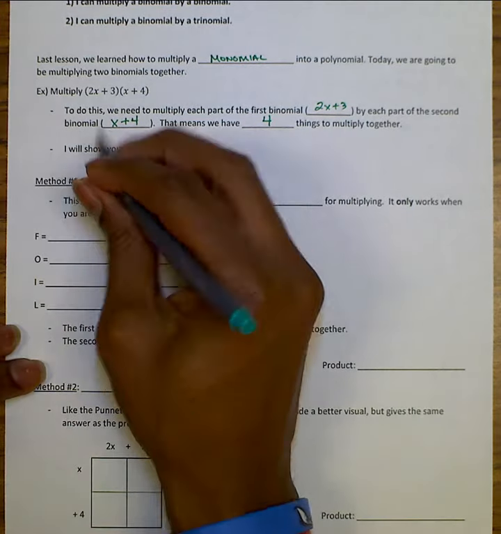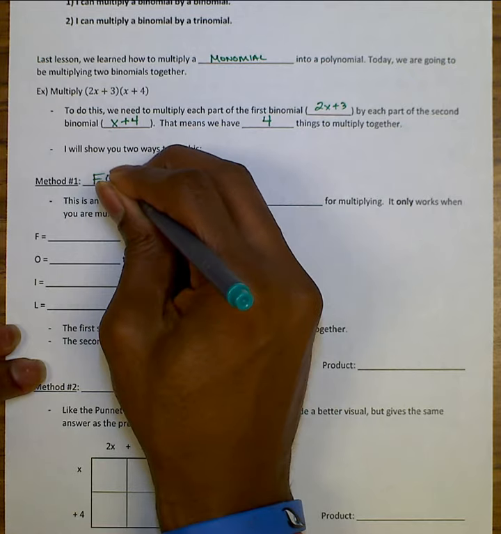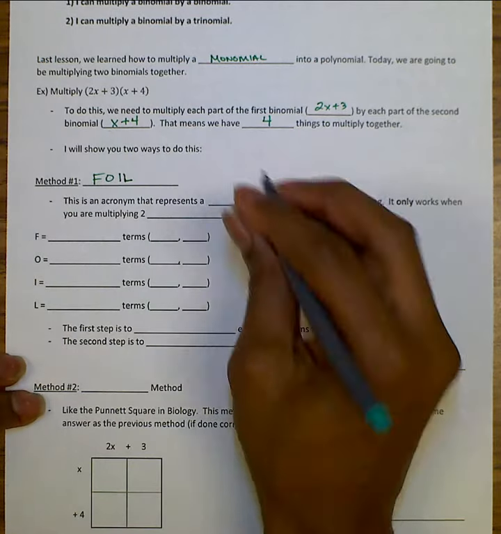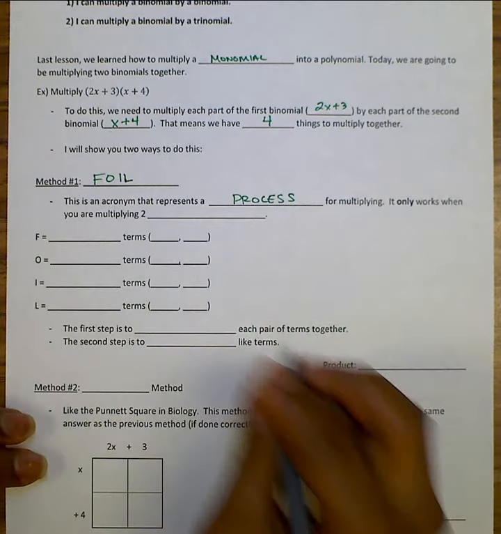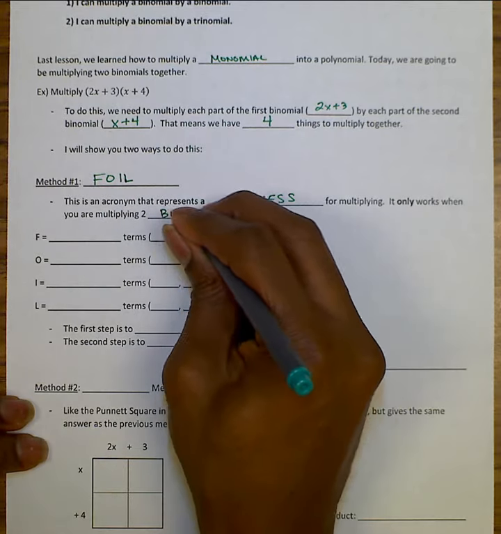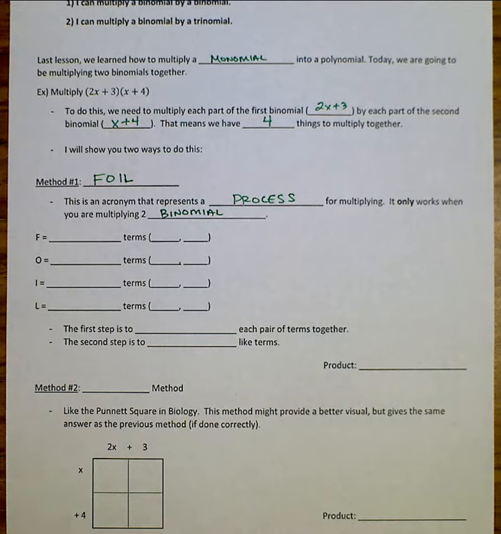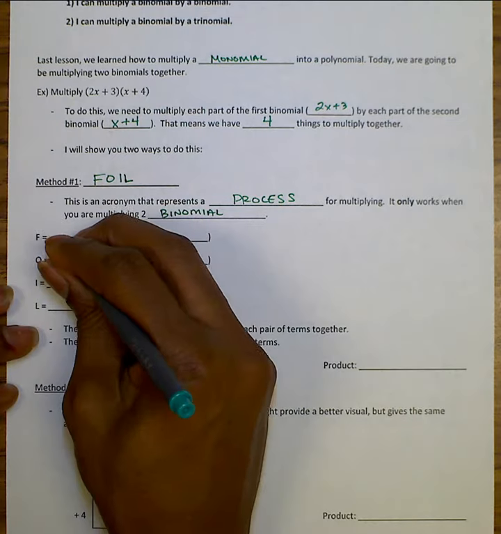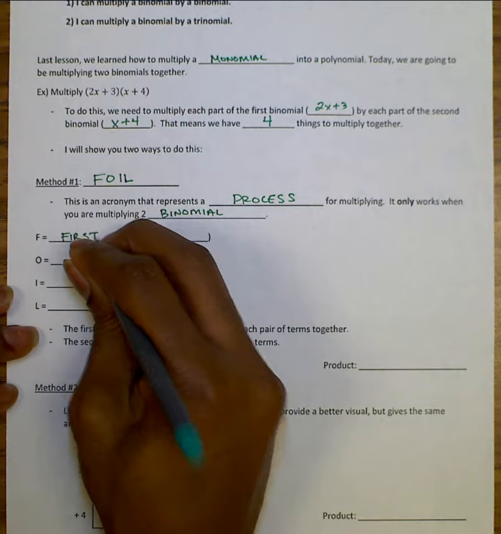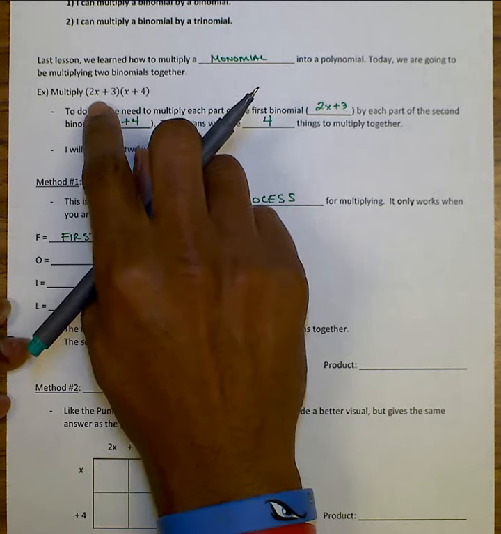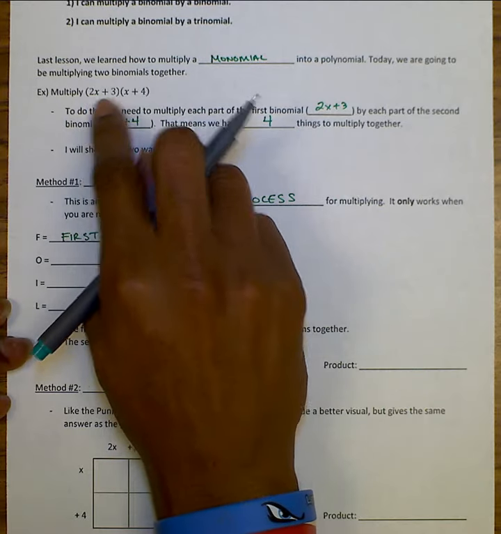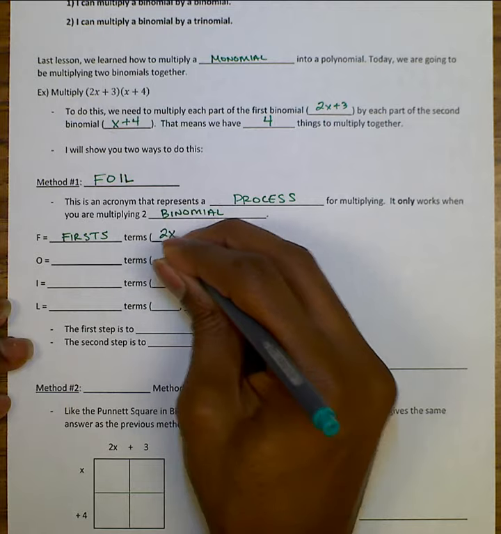So the first method is FOIL. This is the acronym that represents a process for multiplying. It only works when you're multiplying two binomials though. So if you have a trinomial, if you have more terms, you won't be able to use FOIL as your process. FOIL means firsts. You will multiply the first numbers of the binomials. So in this example, 2x is the first in its parentheses, x is the first in its parentheses. This reminds you, do the firsts.